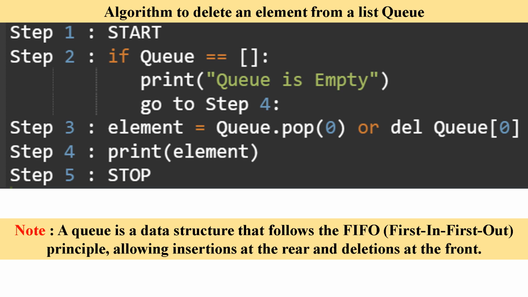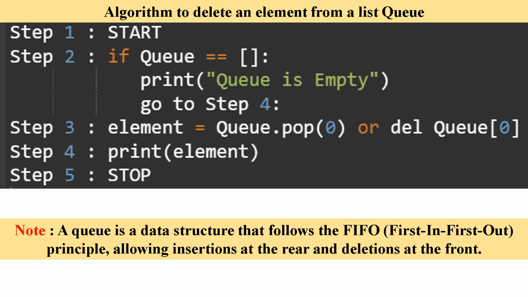Step 2. Continued. Print "queue is empty". If the queue is empty, this line of code prints the message "queue is empty" to indicate that the queue does not contain any elements. Step 2. Continued. Go to step 5. If the queue is empty, the algorithm jumps to the final step, which means it will skip steps 3 and 4 and proceed to the final step, step 5.